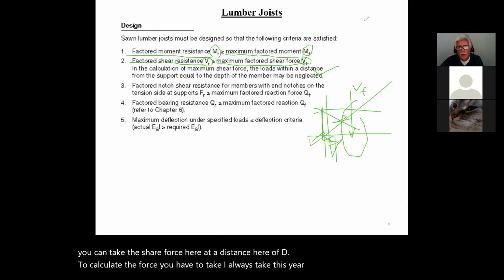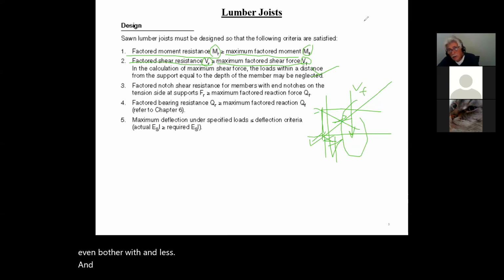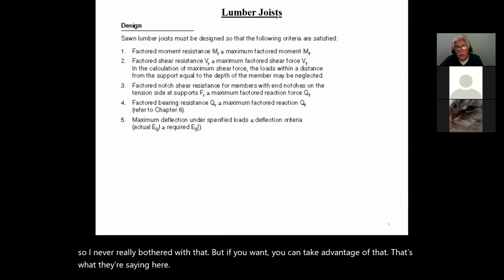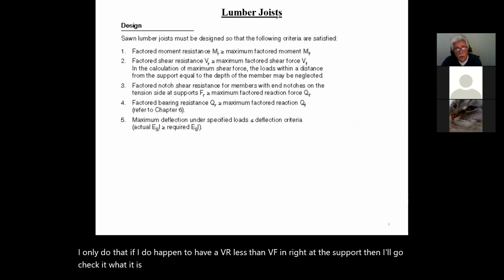So I don't even bother with that, and shear is not necessarily the one that's going to really affect the choice of my joist. So I never really bother with that, but if you want, you can take advantage of that. That's what they're saying here. I only do that if I happen to have a VR less than VF right at the support, then I'll go check what it is at D away and see if I'm still okay.